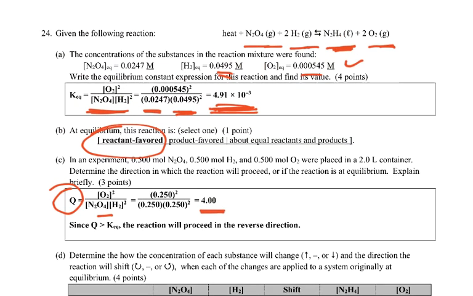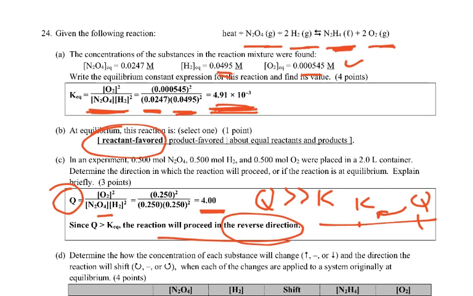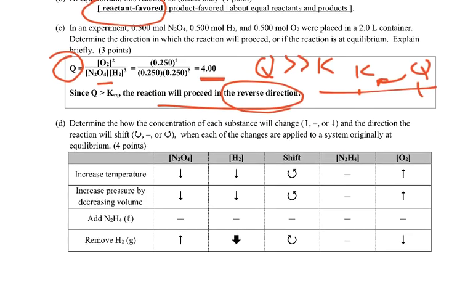Now what we have to do is go back and say, well, what was K? K was 4.91 times 10 to the minus 3. So Q is much greater than K. Q is much greater than K. So if we did a number line, okay, then we'd have Q up here, we'd have K down here. This is going to have to shift in the reverse direction. So the reaction will shift in the reverse direction to get to equilibrium.